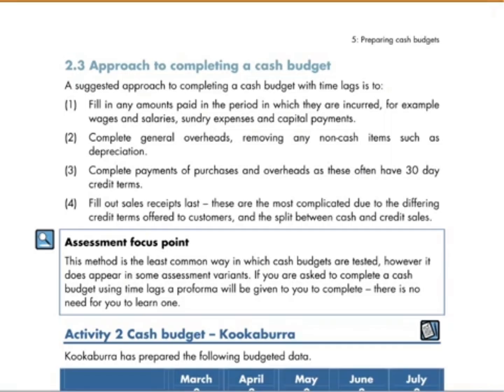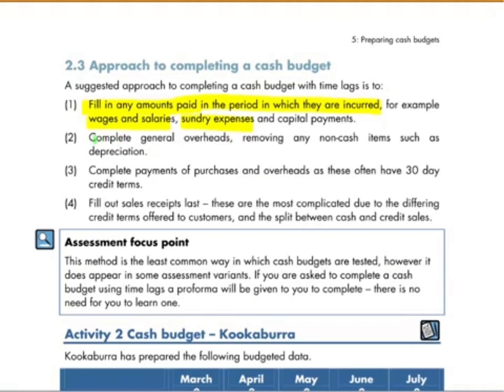So if you were asked to produce an entire cash budget with time lags attached, this is the approach that you need to take. You need to fill in any amounts paid in the period in which they're incurred, because ultimately we don't need to adjust those. So look down the information and see if there are any items where we're paying in the same period as them being incurred. Some examples of this might be things like wages and salaries, sundry expenses, and any capital payments.